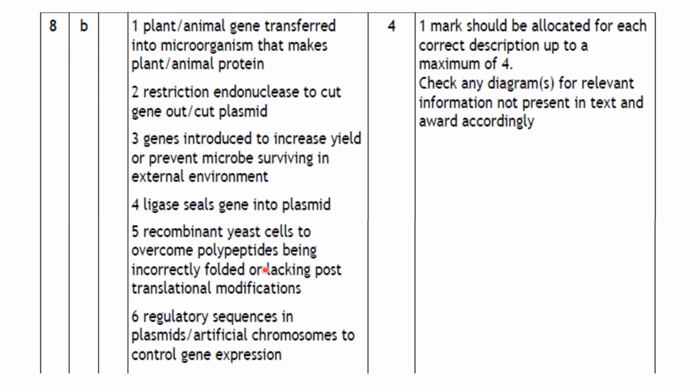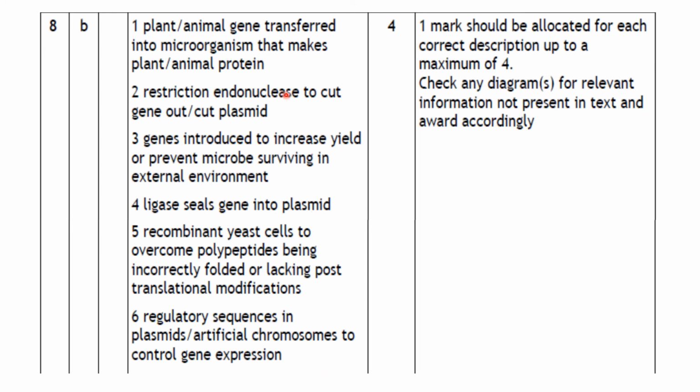This is a simpler way: if you had just said that yeast may be used so that the proteins are folded correctly, that would be okay for this one, yeast rather than bacteria is used. And then finally, regulatory sequences in the plasmids or artificial chromosomes are used to control gene expression.